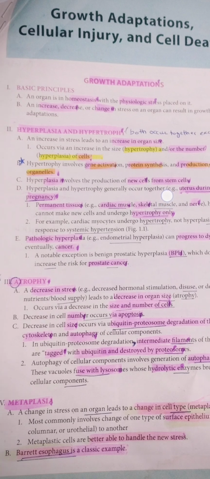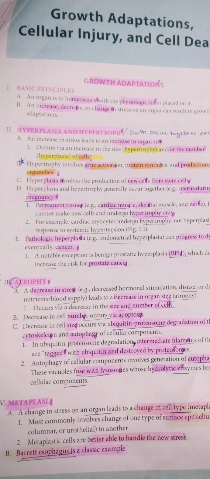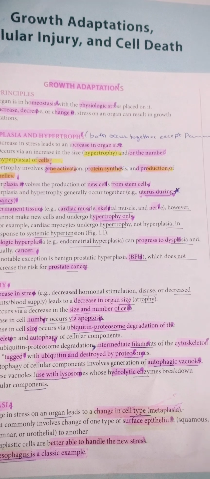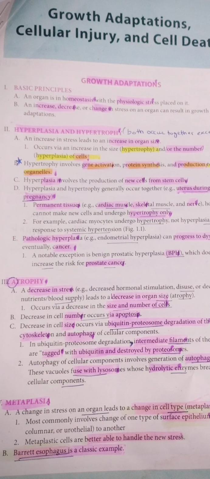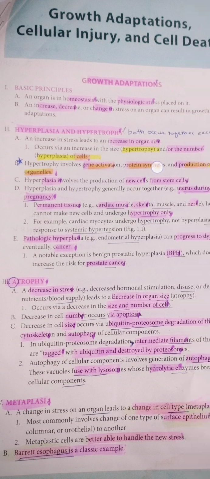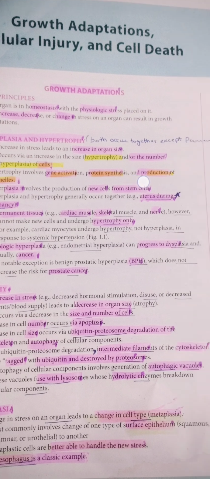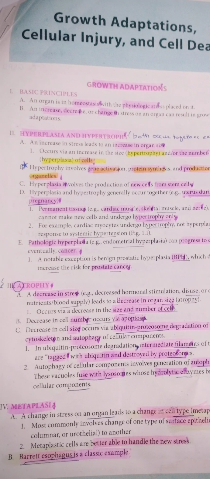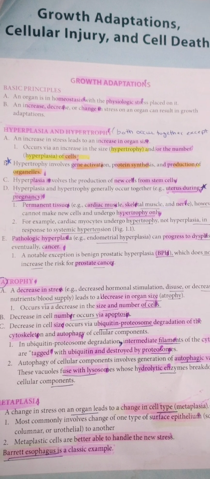First of all, we are going to read hyperplasia. Hyperplasia means increase in the number of cells, while hypertrophy means increase in the size of the organ. Both can occur together except in permanent tissues. Hypertrophy involves genetic activation, protein synthesis, and production of organelles, while hyperplasia is new cell formation from stem cells. An example of an organ in which hyperplasia and hypertrophy can occur together is the uterus during pregnancy.